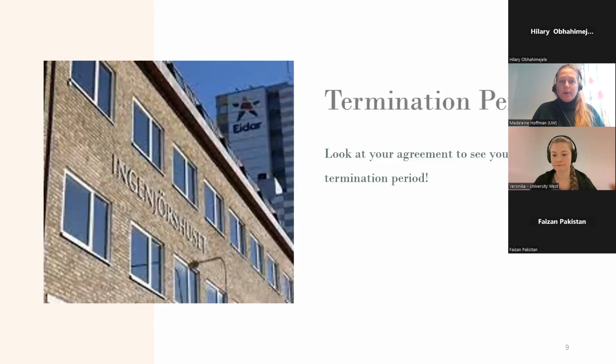And we get questions about the termination periods for contracts in Sweden. So please look at your agreement or contract to see your termination period. Some termination periods are 1 month, other termination periods are 3 months. For some apartments you have to give us 1 month's notice, and you email the housing company and/or the university or accommodation to terminate the contract.